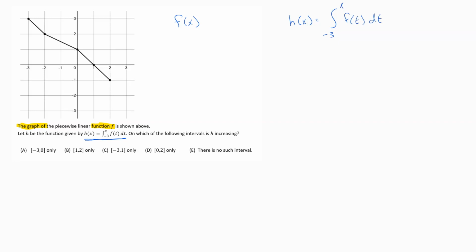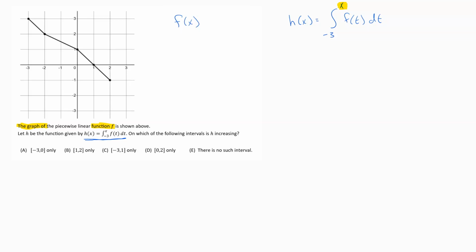I'll tell you this, as soon as you see any integral with a variable up in the top right here, you've got to just be saying to yourself, this is really going to relate back 99 times out of 100 to the Fundamental Theorem of Calculus Part 1. So that's sort of a telltale sign as soon as you see that right there. Then let's see what the question wants to know.